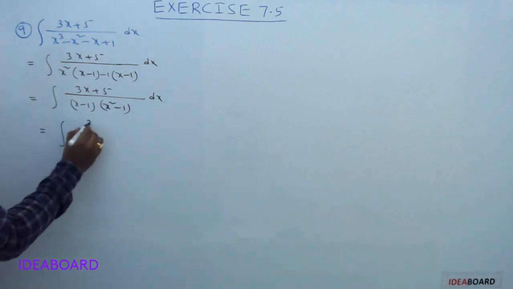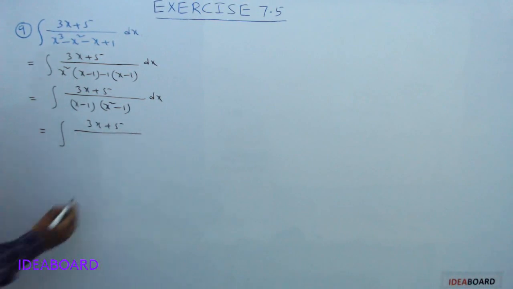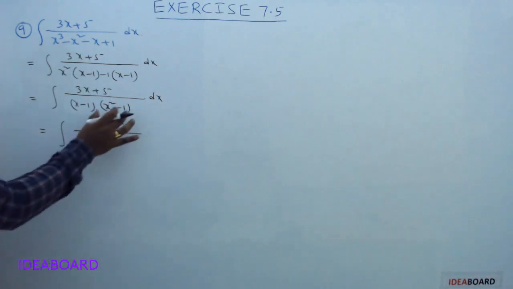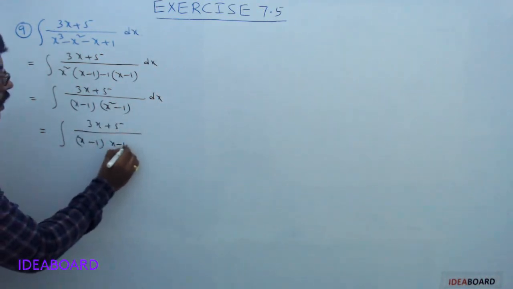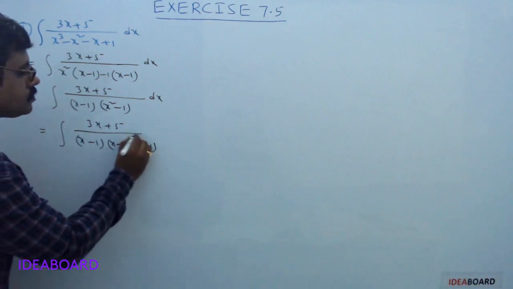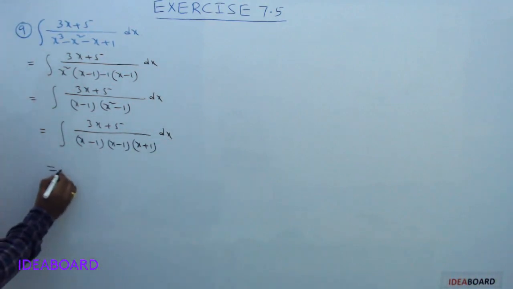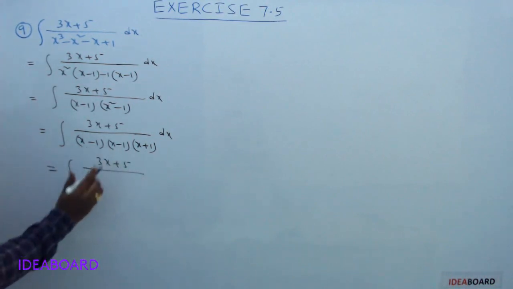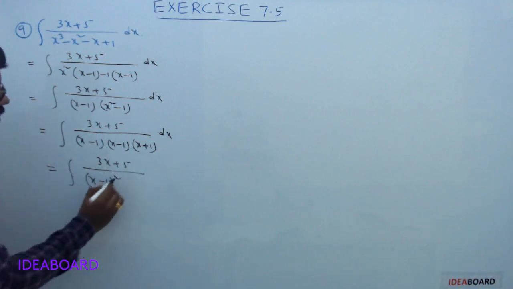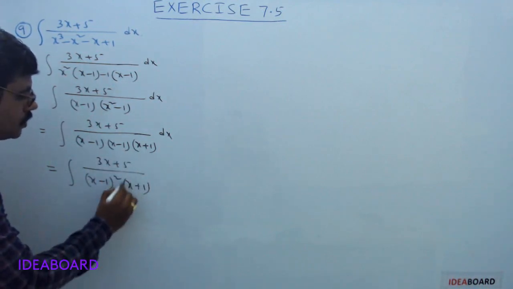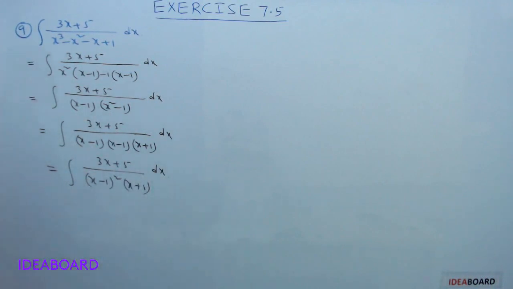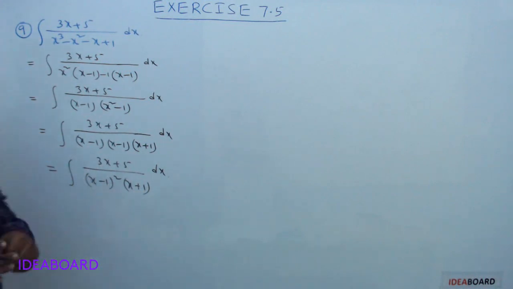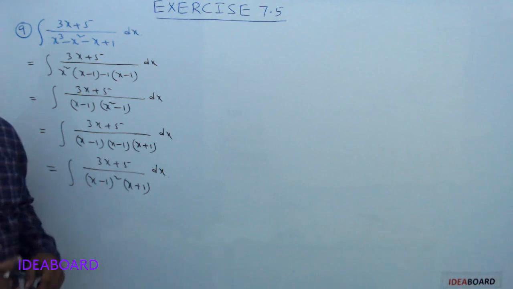Now this equals integral 3x plus 5 divided by x minus 1 into x square minus 1. What are the factors of this expression? x minus 1 into x plus 1 dx. Now this is integral 3x plus 5 divided by x minus 1 into x minus 1, x minus 1 whole square into x plus 1 dx. Now observe this integrand. Now check whether this integrand belongs to type 1 or type 2.